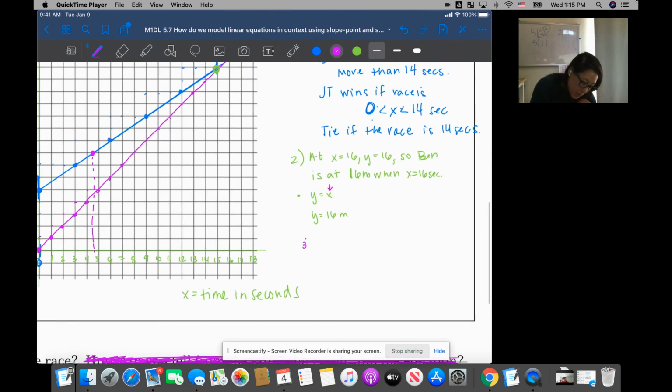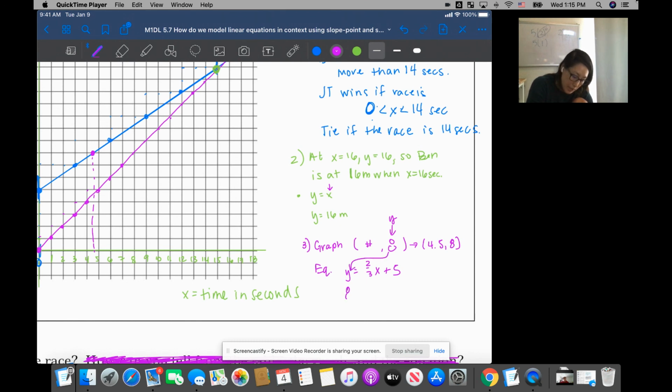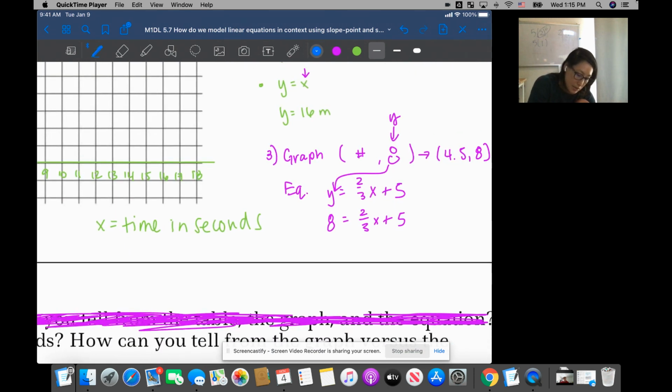So for number 3, from the graph, I'm going to look at the ordered pair, something comma 8, and that something is, I think, 4.5 comma 8. In the equation, I'm going to substitute in 8 for y. So y is equal to 2/3 x plus 5. That's JT's equation. And for the y, I'm going to substitute in 8. So 8 is equal to 2/3 x plus 5. Then we solve to find the coordinating x value.